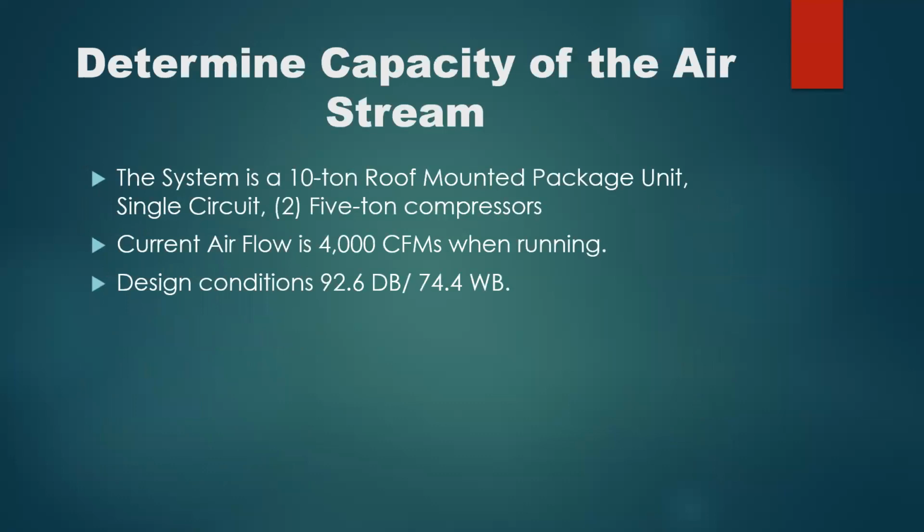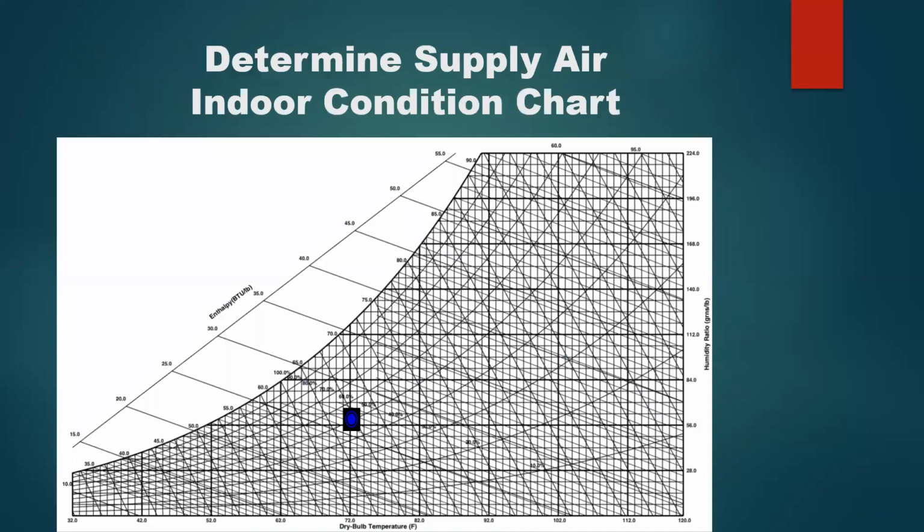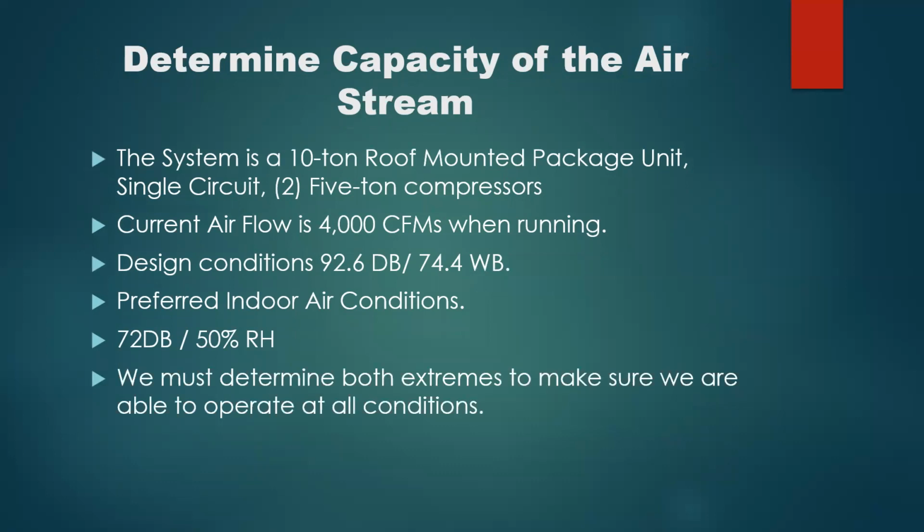So the next thing is the design is 92.6, 74.4. So what's the preferred indoor air conditions we want? I would say I'm going to put into this in 72 degrees and 50% RH. And that's where in the world we want the design. Now on the psychrometric chart, that's about where it falls. So that just gives you an idea, but I want to come back to this. We must determine both extremes to make this work.